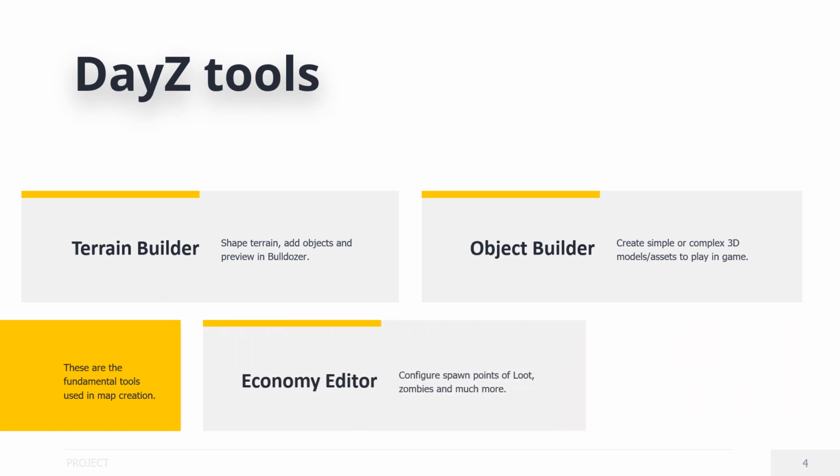Economy Editor. This tool is used to configure the spawn and loot spots of a terrain. If you need zombies in one area and animals in another, well, you can define both their location as well as the radius at which they can wander.